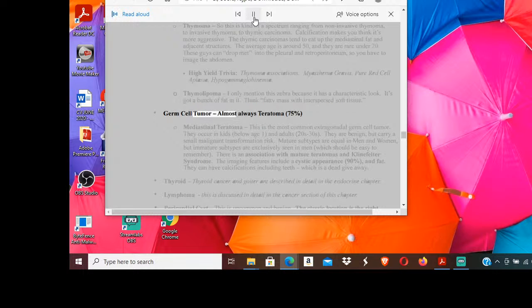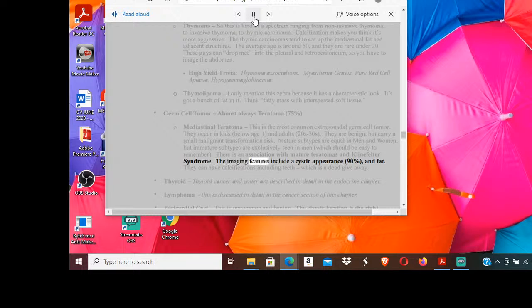Germ cell tumor, almost always teratoma, 75%. Mediastinal teratoma. This is the most common extragonadal germ cell tumor. They occur in kids, below age 1, and adults, 20s and 30s. They are benign, but carry a small malignant transformation risk. Mature subtypes are equal in men and women, but immature subtypes are exclusively seen in men, which should be easy to remember. There is an association with mature teratomas and Klinefelter syndrome.